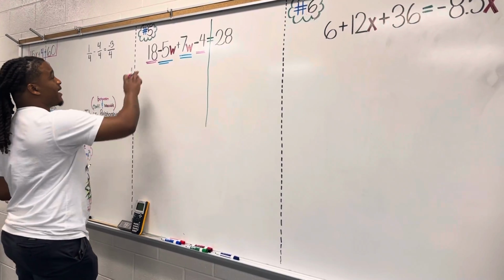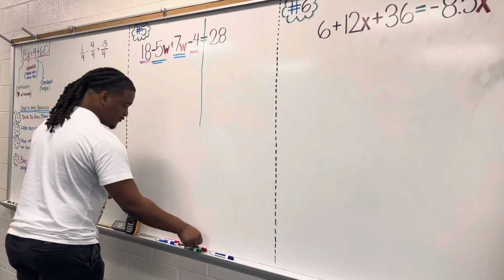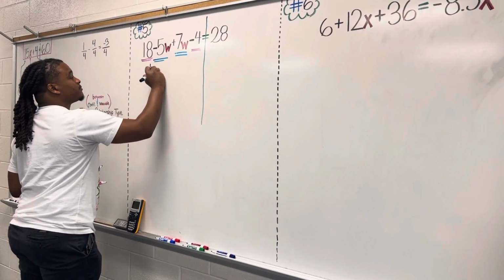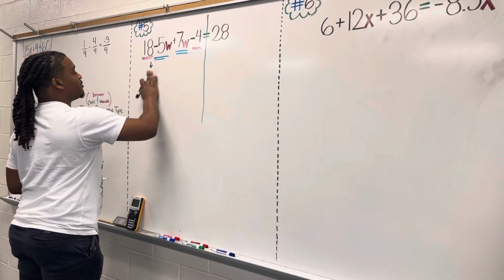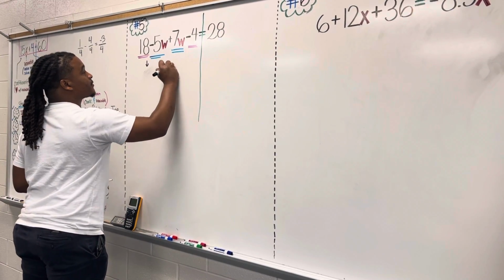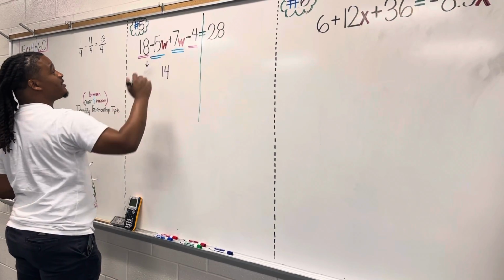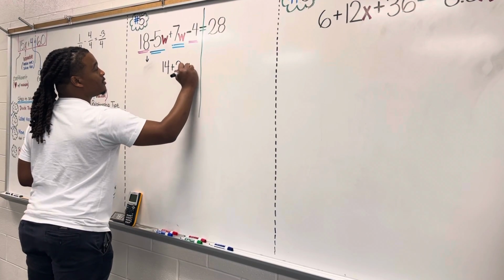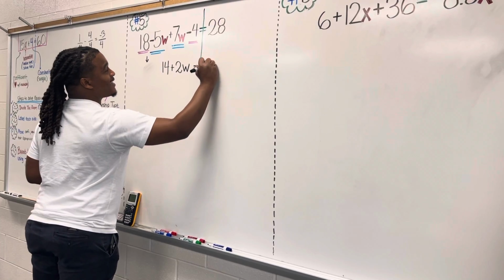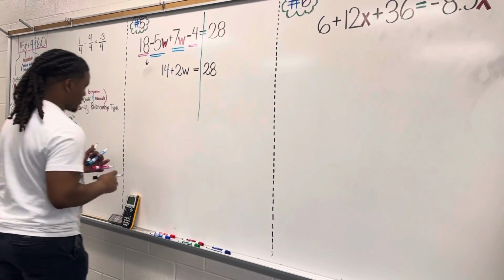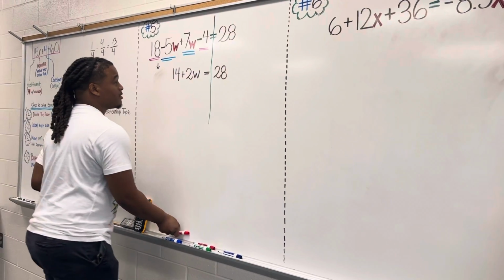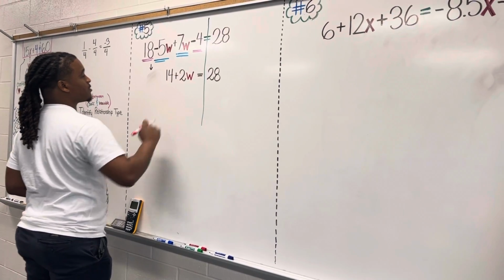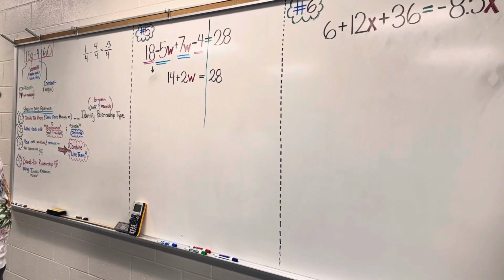So let's start with 18 minus 4. 18 minus 4 is 14. Okay? And actually, let me write it a little closer. 14. And negative 5w plus 7w is plus 2w, or positive 2w. All equal 28. So far, we did one major step, which was to combine all like terms. And this is a great step that we need to always conduct moving forward as we solve problems like this, because this is definitely a multi-step equation.